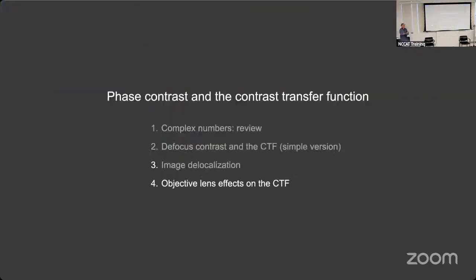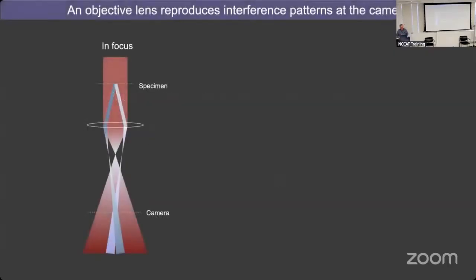Okay, so that's the contrast transfer function to first order, and now we're going to add the complications. So this is my diagram of an electron microscope optical system. Here's the specimen. I'm just going to say we have a single objective lens, and this lens focuses the rays such that down here at the camera, I have reproduced the undiffracted and diffracted beams exactly, just magnified in scale.